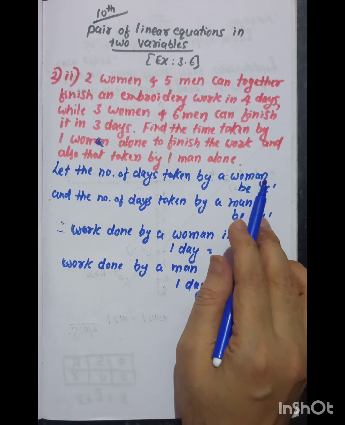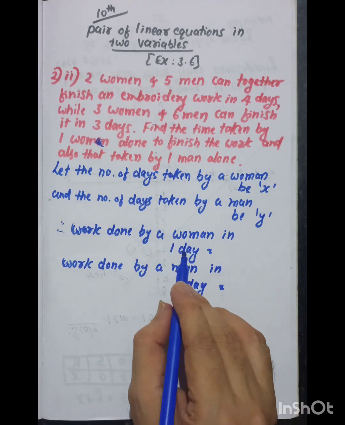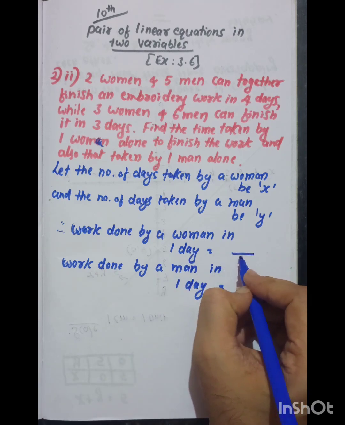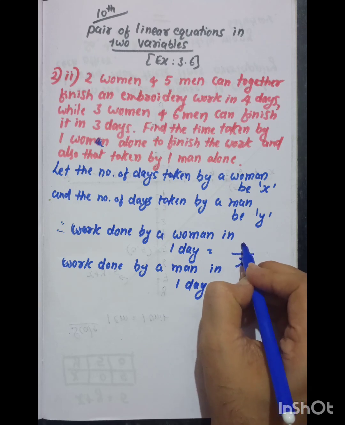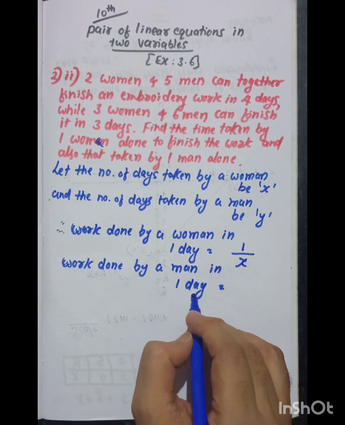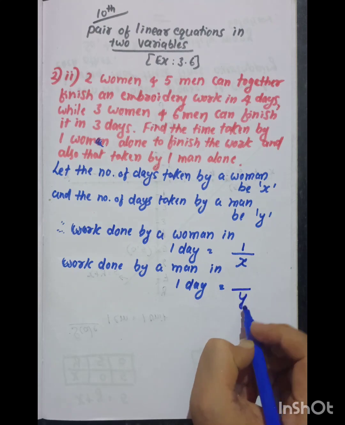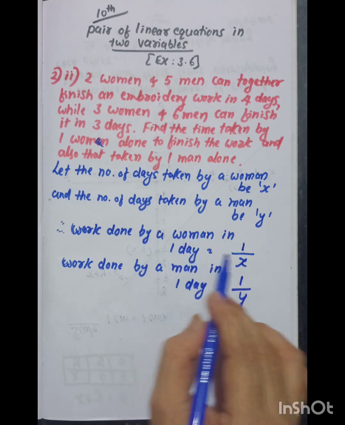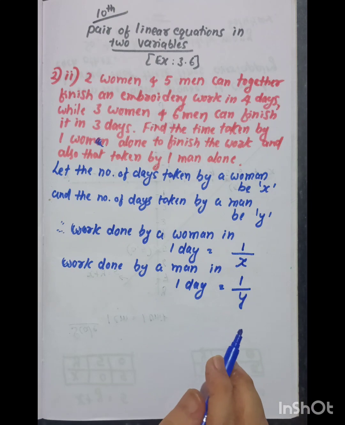Now observe, the number of days taken by a woman is x. So work done by a woman in 1 day, I will write like this: number of days taken by a woman is x, in 1 day. In the same way, work done by a man in 1 day: number of days taken by a man is y, in 1 day. So work done by a woman in 1 day is 1 by x. Work done by a man in 1 day is 1 by y.